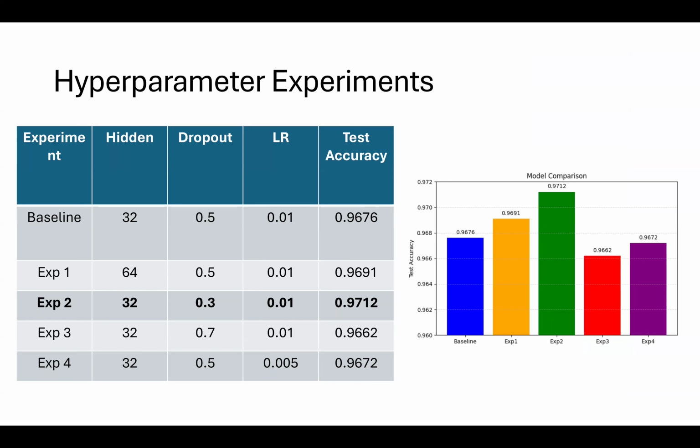Then this is the hyperparameter experiments, and I experimented with different hyperparameters like hidden size, dropout, and learning rate. From the table, we can see how each change affects the performance. The best result came from experiment 2 with lower dropout at 0.3. Increasing dropout too much reduced performance slightly. So overall, this shows that careful tuning improves the model.